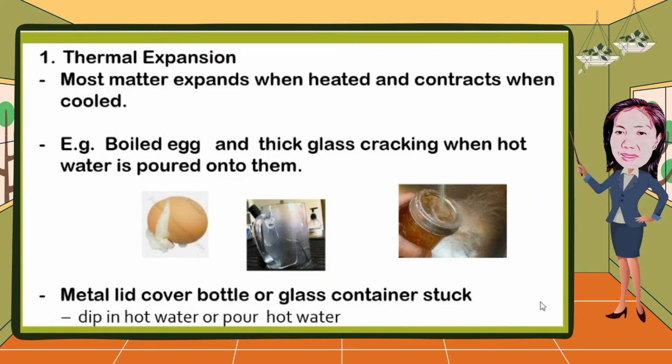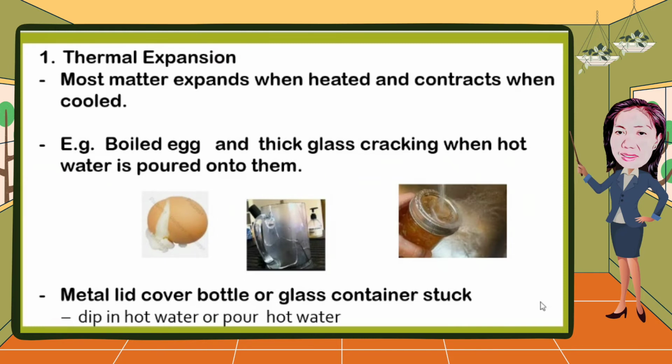So what happened is the volume, the space occupied by the particles, will increase. That is why the boiled egg cracks. So there is what we call as expansion.